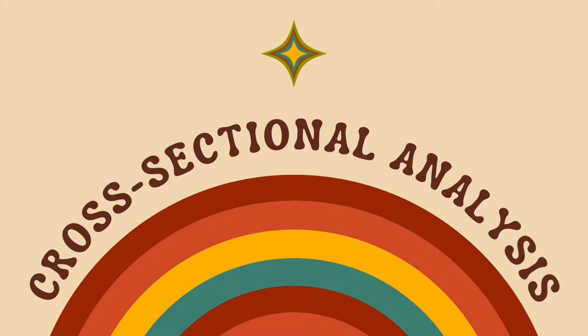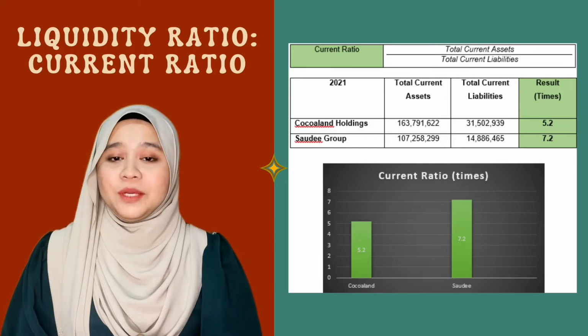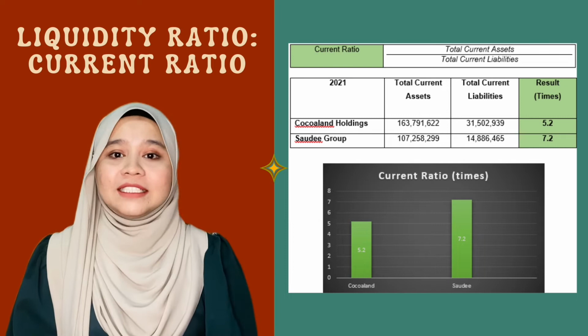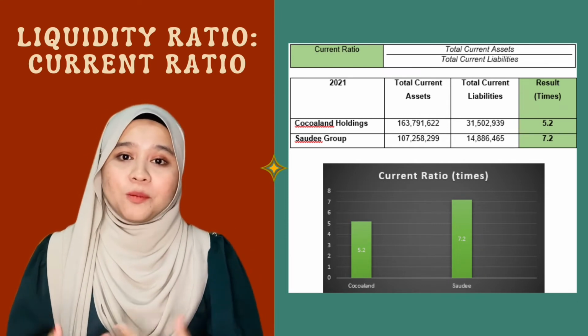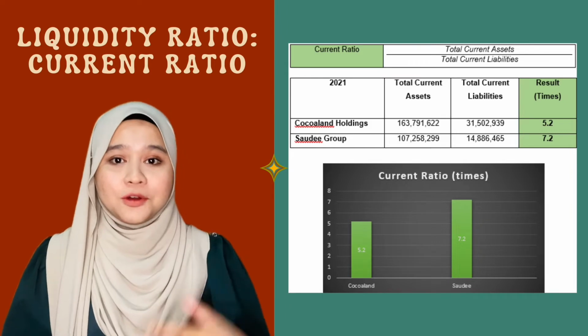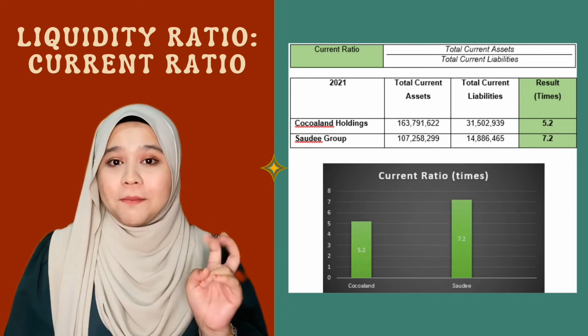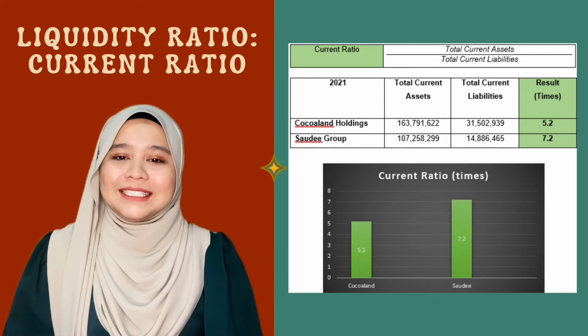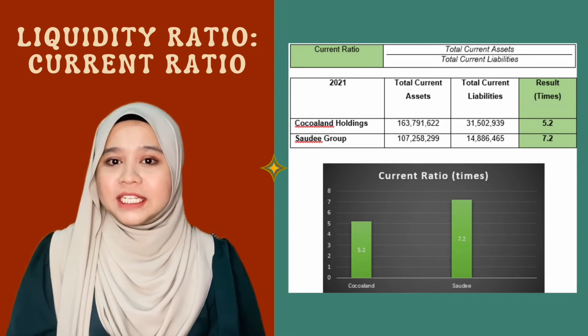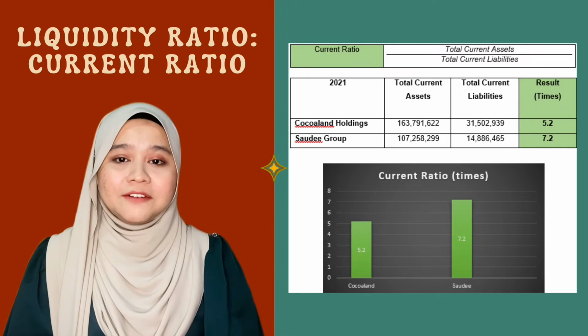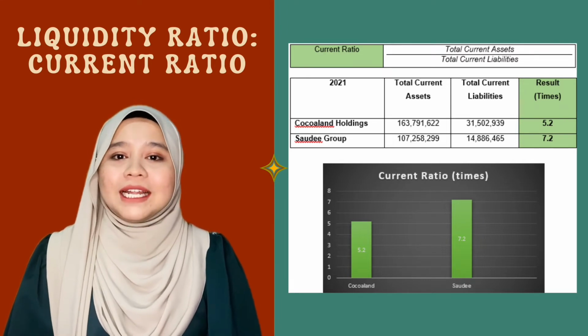Cross-sectional analysis. The current ratio between Coqualand Holdings Berhad and Saudi Group Berhad is distinct in 2021, with Saudi Group having a higher ratio than Coqualand. However, both companies have done well as their ratios are greater than 1. It signifies that both companies can pay off most of their present liabilities with their current assets.